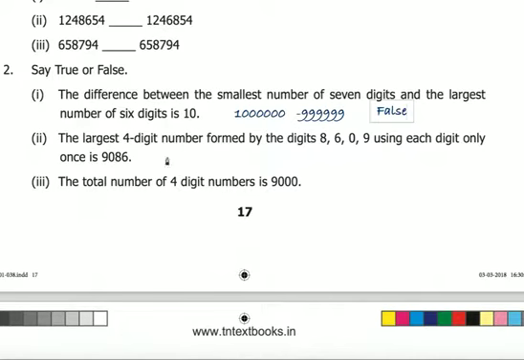The largest 4 digit number formed by the digits using each digit only once is 9. This is also false.